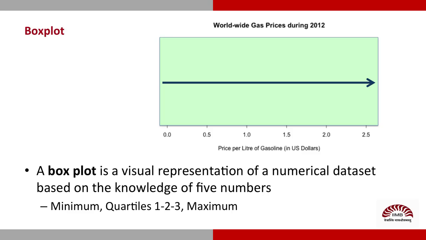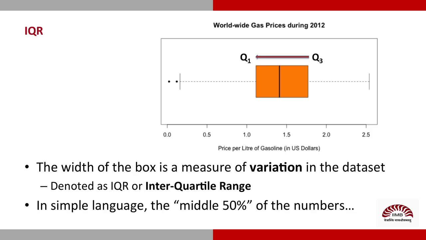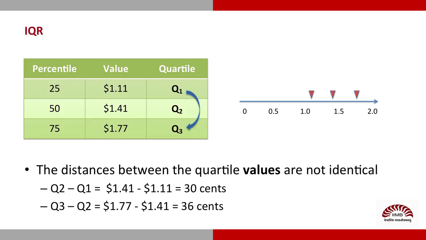First, we put the values of the numeric variable on a line. Next, we build a box using the three quartiles. Q1 and Q3 make up the left and right edges of the box, and we draw a band at Q2, which is nothing but the median. Now, the difference between the third and the first quartile is the width of the box. We call it IQR or interquartile range. In our case, the IQR is Q3 minus Q1, or 1.77 minus 1.11, which is about 0.66 or 66 cents.